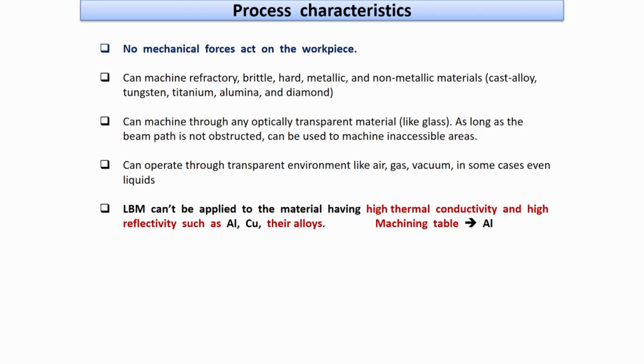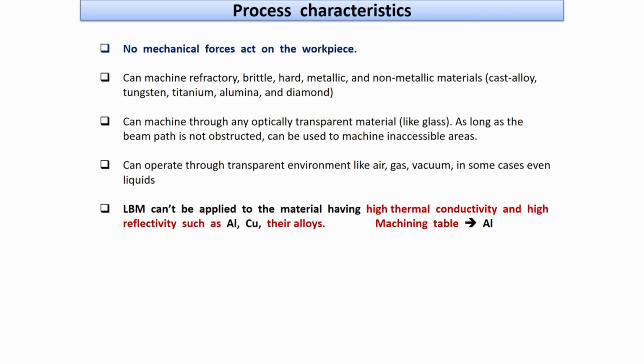So that's why this laser beam can be used for thin and delicate workpieces also, as no mechanical forces are used on the workpiece surface. It can machine brittle refractory material, hard metal, metallic and non-metallic materials, cast alloy, tungsten, titanium, alumina and diamond. Very hard, high strength, temperature resistant materials can be machined by this laser beam machining process.